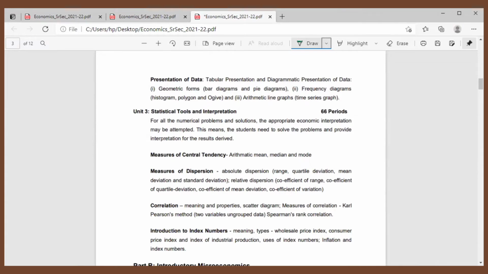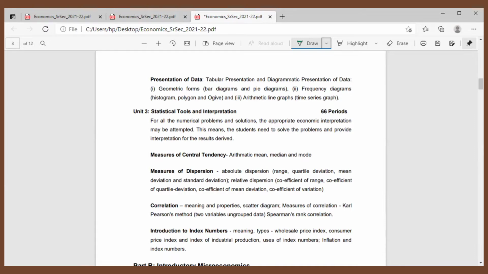Unit 2, that is presentation of data, also includes topics such as bar diagrams, pie diagrams, then we have frequency diagrams, histogram, polygon, and all. Time series is also there.